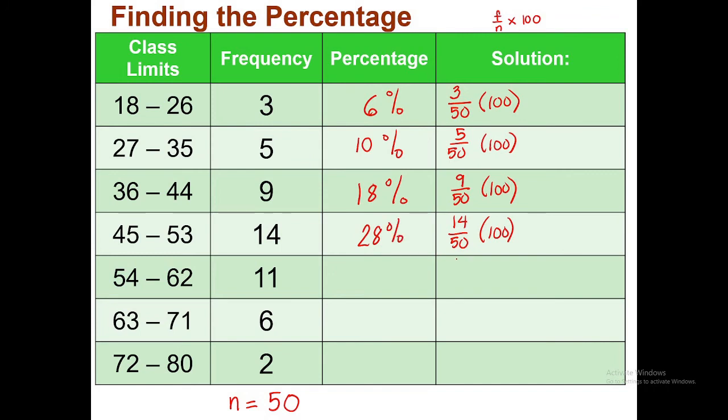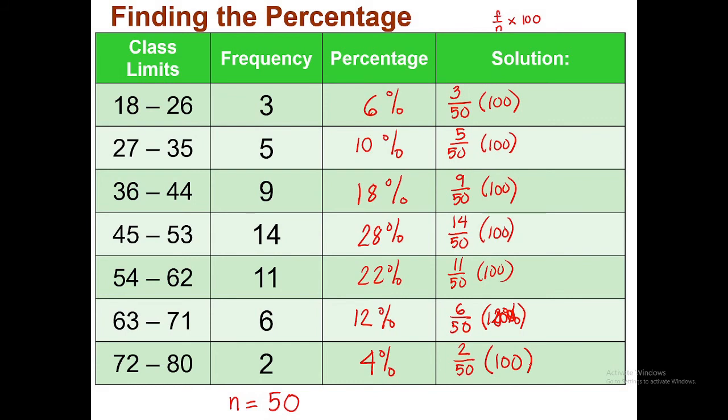What about 11 divided by 50? 22%. What about 6 divided by 50? 12%. What about 2 divided by 50? Sorry, 100. This is 12%. Thank you so much. Then, how much was 2 divided by 50? 4%. Sir, why are we getting these percentages, by the way?